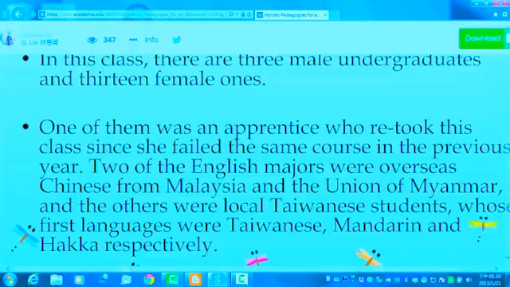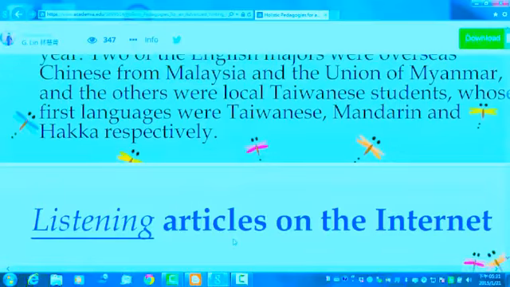2 of the English majors were overseas Chinese from Malaysia and Myanmar, and the others were local Chinese students whose first languages were Taiwanese Mandarin and Hakka, respectively.